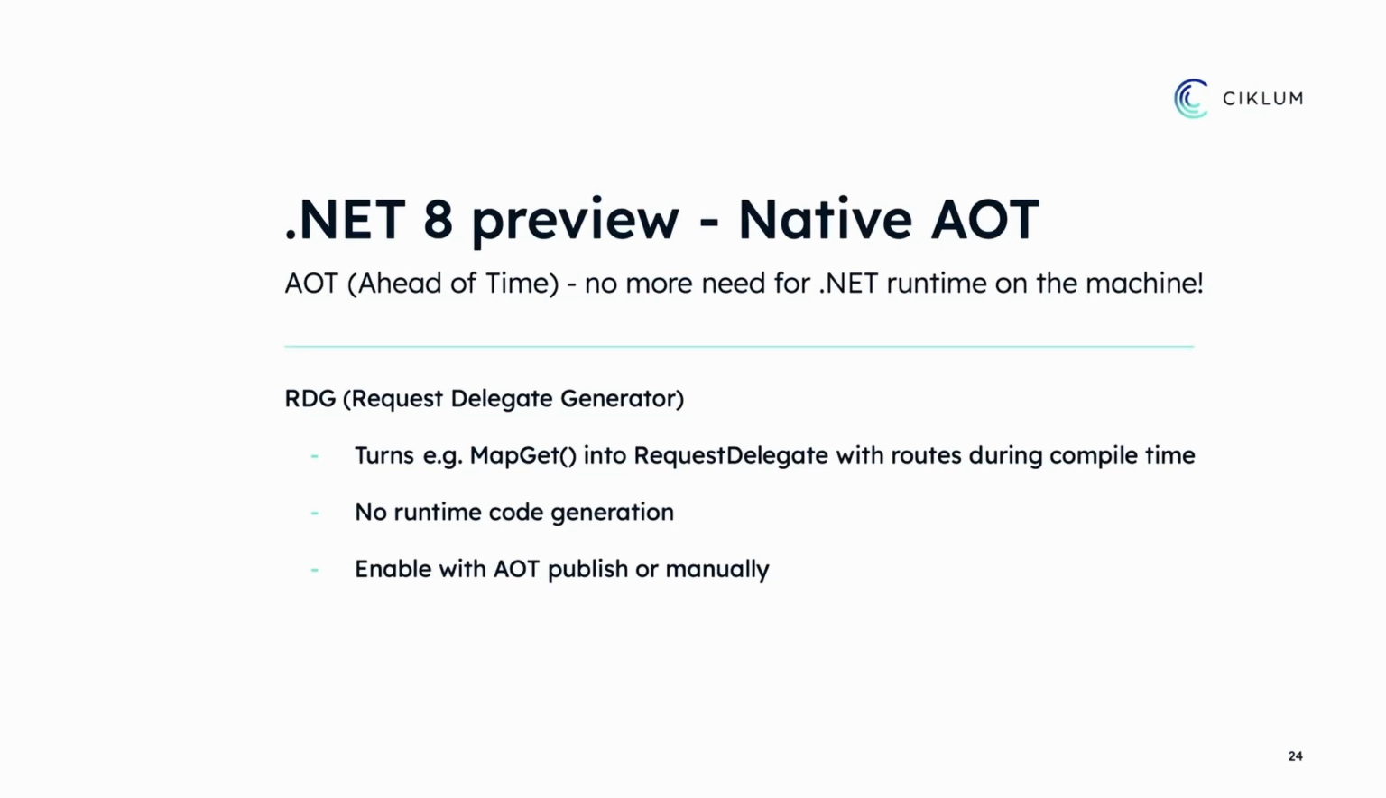With minimal API, we need to use something called the request delegate generator. It turns the methods which map HTTP requests into request delegates with the routes during compile time, so there is no runtime code generation. You can enable this request delegate generator when you create a project. There is a checkbox if you want AOT publish, or you can do it manually in your project file, where there is a specific property to enable the delegate generator. So you can also allow that manually.